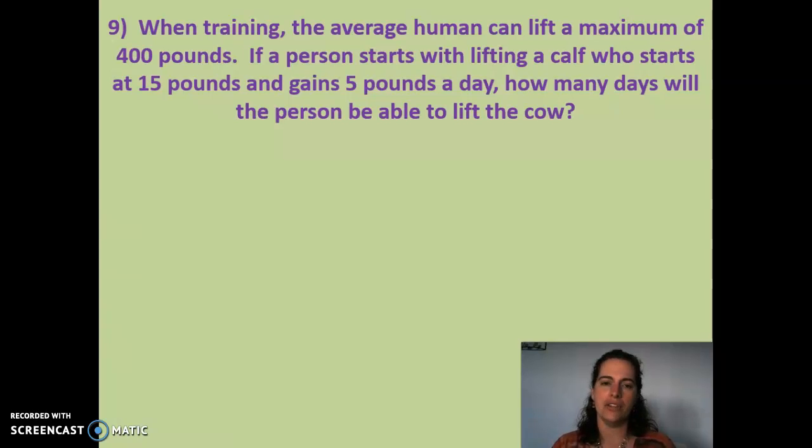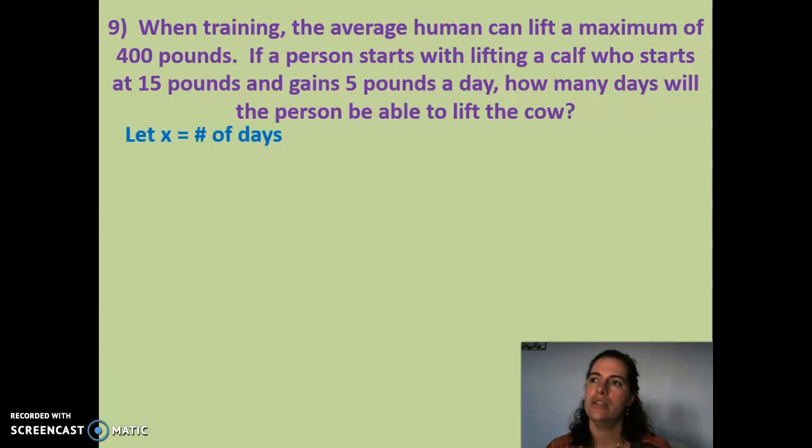So the calf starts at 15 pounds, gains 5 pounds a day, and we're going to lift it every day. So our muscles are getting bigger as that calf's getting bigger, but we're going to top out at only being able to lift 400 pounds. So how many days are we going to be able to lift this cow before it becomes too much for us? So where to start? Well, we need an X. The question was asking us, how many days will you be able to lift this cow? So let's let X be the number of days.